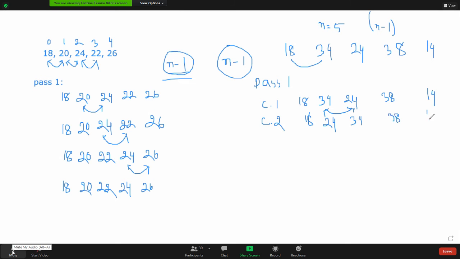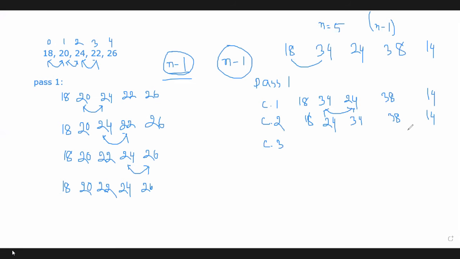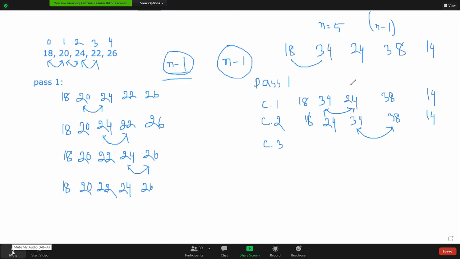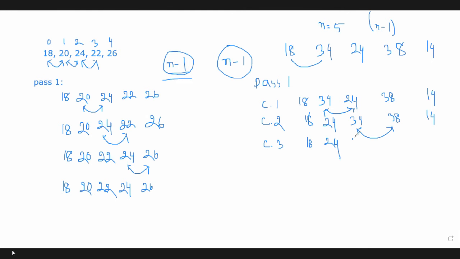Then 38, 14. In the next comparison, which two data elements will be compared? Obviously 34 and 38. Which one will be placed in position 2 and which in position 3? Same, because 34 is smaller than 38, so we don't need to change the position of these two numbers. We can write 34, 38, and the last one is 14. Now we can perform comparison number 4.